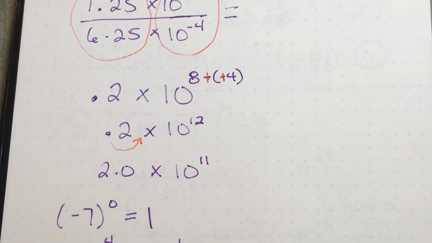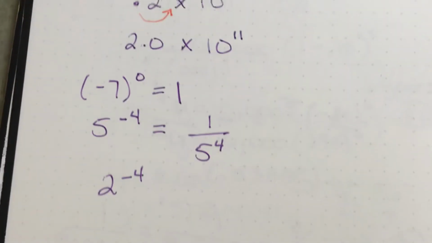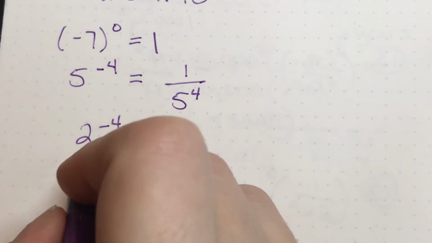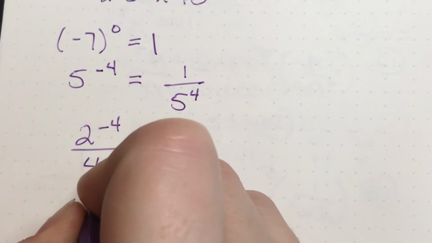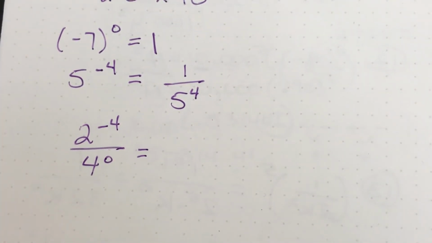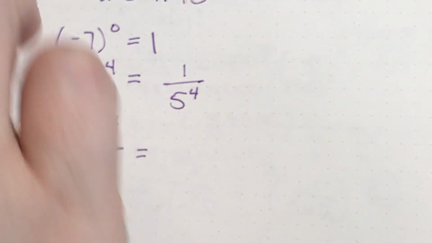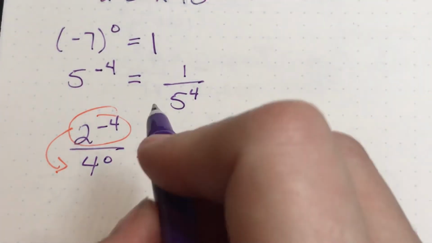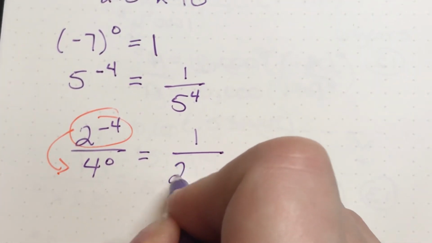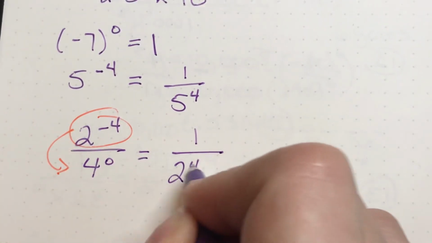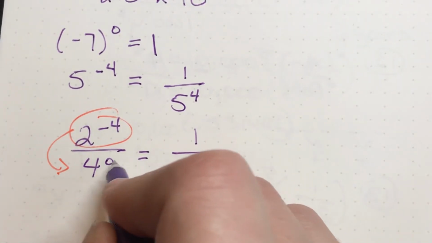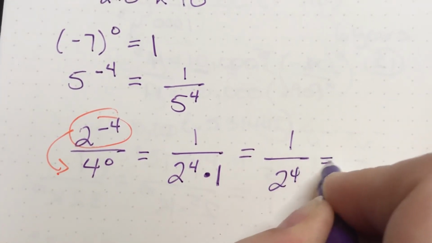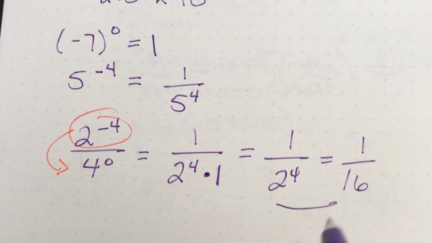Let's see, 2 to the negative 4. I am way off the screen again. I am just not doing well. There we go. 2 to the negative 4 divided by 4 to the 0. Remember, anything with the negative is going to move down. So now I have 1 over 2 to the positive 4. When you move it, you get rid of the negative, times 4 to the 0 is 1. So then this is just 1 over 2 to the 4th, or 1 over 16. Either one of those will work.